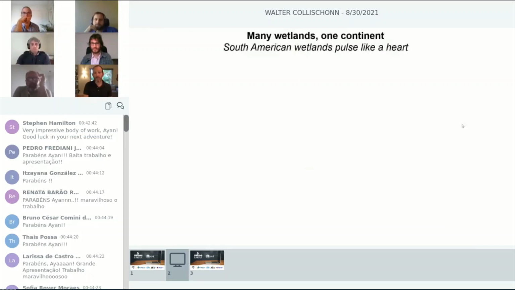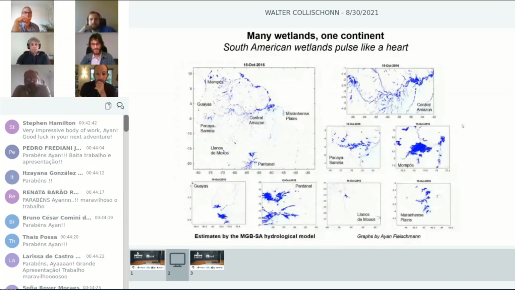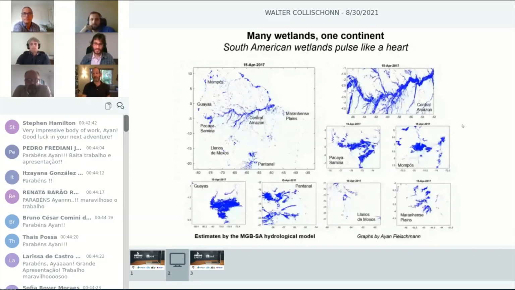And what we know is that we have many wetlands, and they are connected in one only continent, and they are definitely not static. Actually, they pulse like a heart, as we can see in this animation, which I made based on the MGB hydrological model for South America, where we can see the dynamics across time and space of inundation in many wetlands across the continent.